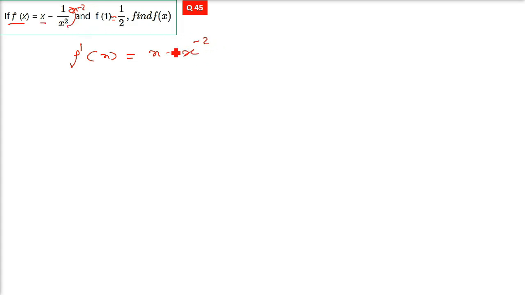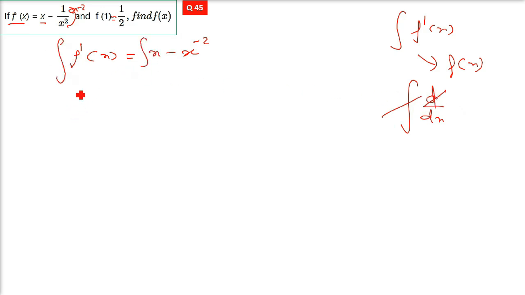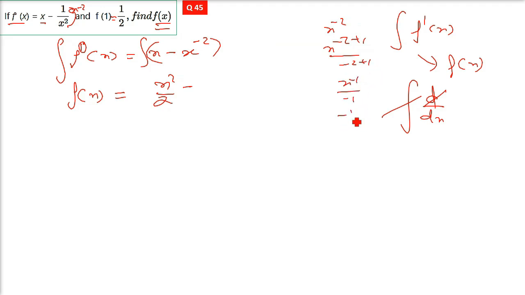Now we need to integrate both sides. The integration of d by dx is a straightforward cancellation, you get the same result again. I told you earlier also. So when we integrate f dash x, we get f x. Integrating x minus x raised to minus 2: the integration of x is simply x square by 2. Integration of x raised to minus 2 is x raised to minus 2 plus 1 divided by minus 2 plus 1. This will give you x raised to minus 1 by minus 1, so it will be minus 1 by x. Minus minus becomes plus, so it will be 1 by x.